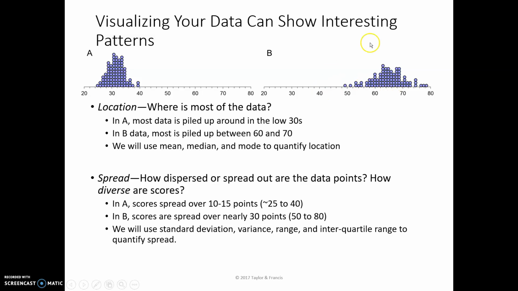Another thing that we can do is look at the spread of the data. When you look at the data in figure A, you'll see that there's not that much of a spread. Scores are spread from as low as maybe about 23 to maybe about 39. That's about 10 to 15 points from around 25 to 40. On the other hand, the spread for B is a lot larger. We're talking about over 30 points here. We can talk about spread of our data in different ways as well. We can use standard deviation, variance, a range, as well as an interquartile range to quantify that spread.